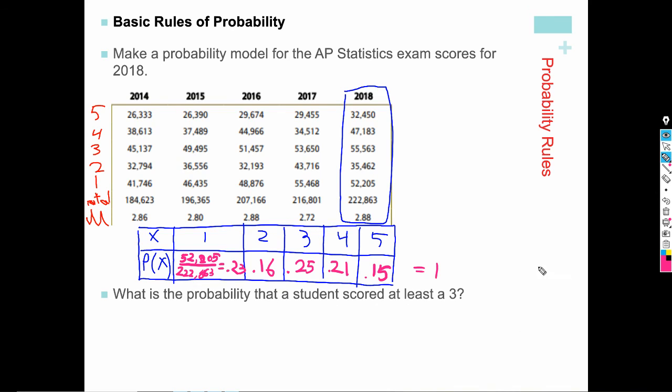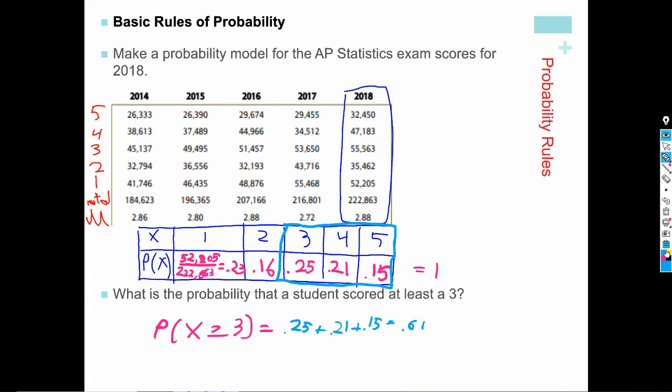But next one, probability that students scored at least a 3. So the probability that X is at least 3. See if you can think up this answer before I give it. Well, at least 3 would be, how could they score at least a 3? Well, they could score a 3, or they could score a 4, or they could score a 5. These are the different ways that they could score at least a 3. So we have 0.25, we have 0.21, and we have 0.15. And since these are OR events, then we're going to add them. A 3 or a 4 or a 5. So that's going to end up being 0.61.